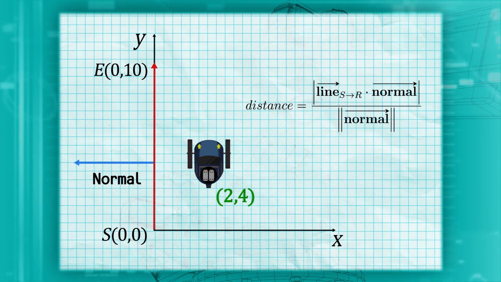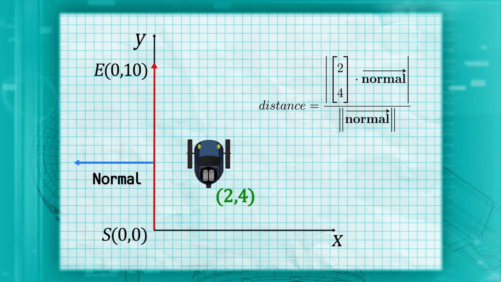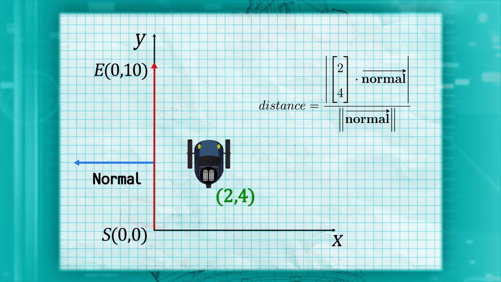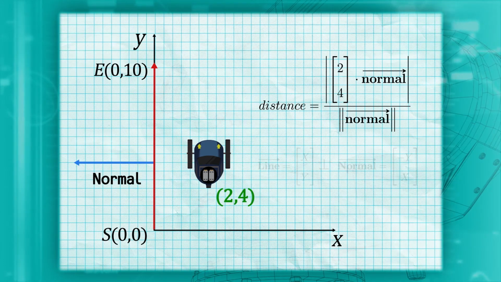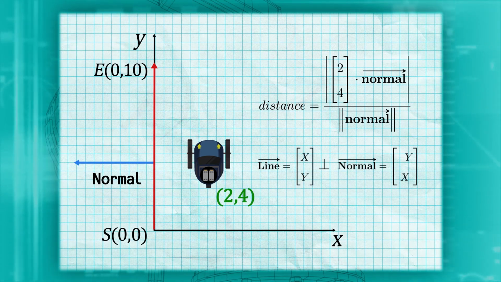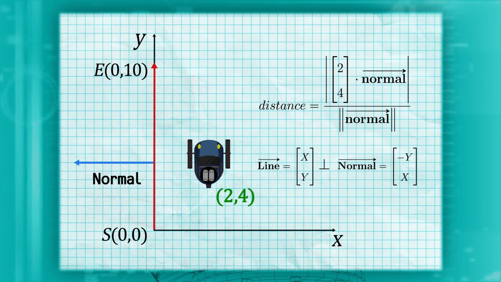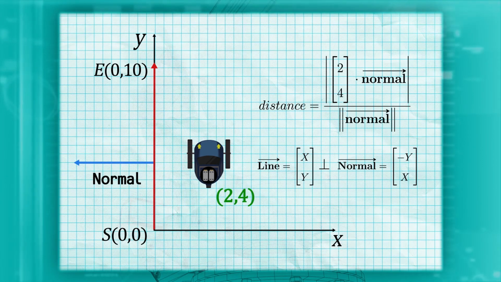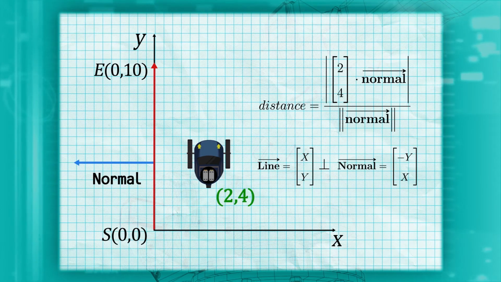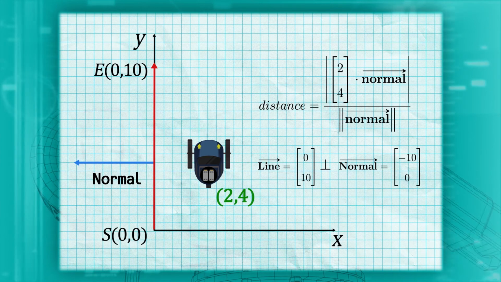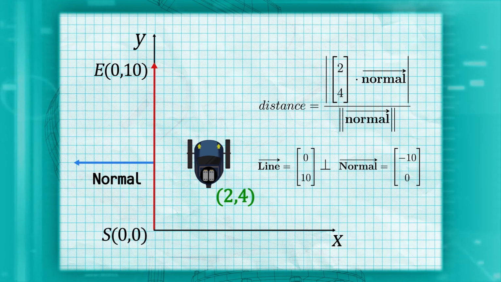Now, the second thing we need is the normal, a line perpendicular to our original trajectory line. This is easy to generate with the vector. If you swap the top and bottom elements and negate one of the terms, it is always perpendicular to the original line. In our example, our normal is negative 10 over 0.